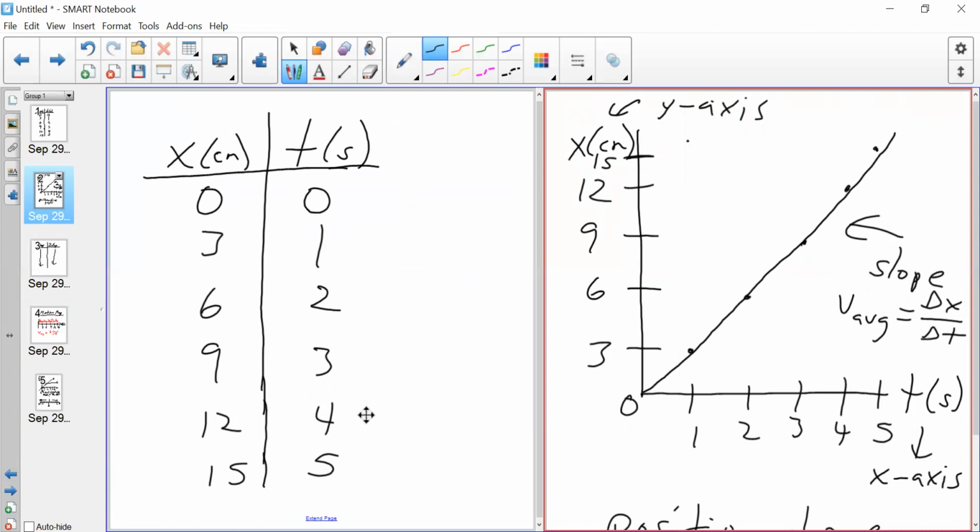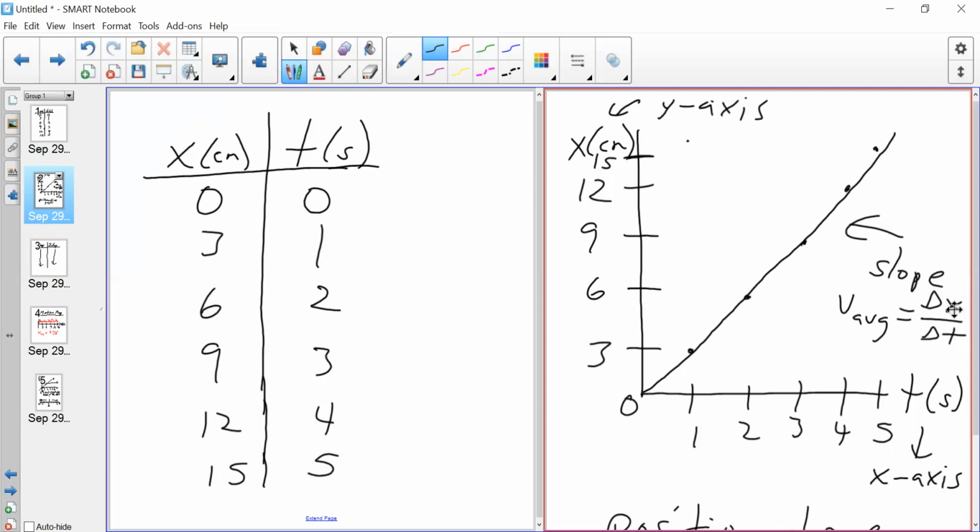So it's all different ways that we, as scientists, are yearning to depict our data in a variety of ways. Data table, data in a graph. We understand the slope here. The slope of a position time graph gives us the average velocity, which is change in y over change in x.